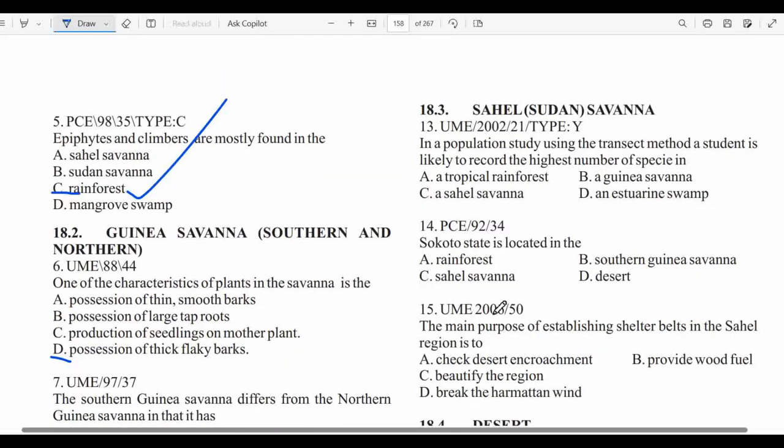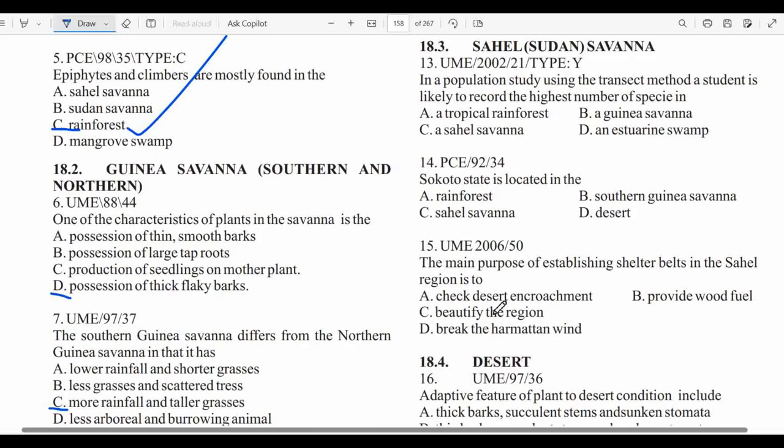Question number 13. In a population study using the transect method, a student is likely to record the highest number of species in A, the tropical rainforest, B, the Guinea savanna, C, a Sahel savanna, and D, an estuarine swamp. Which of them do you think has more diverse and more abundant species in terms of biome? It is the tropical rainforest. It has the greatest species diversity. The transect method is difficult to use in an estuarine swamp. It's also difficult to use in Guinea and Sahel savanna because of few plant species. So the right answer to this question is A.